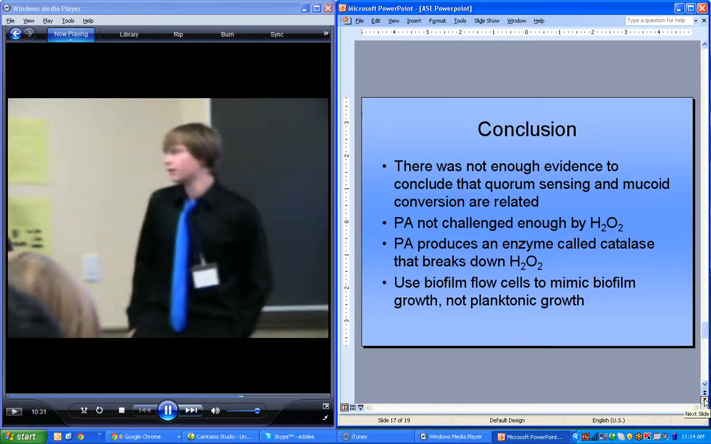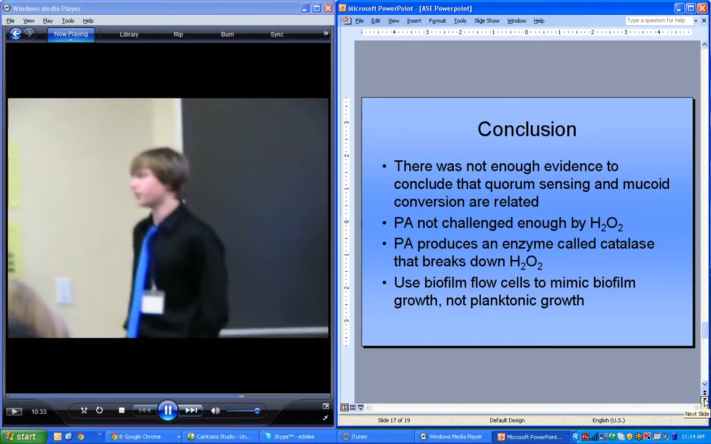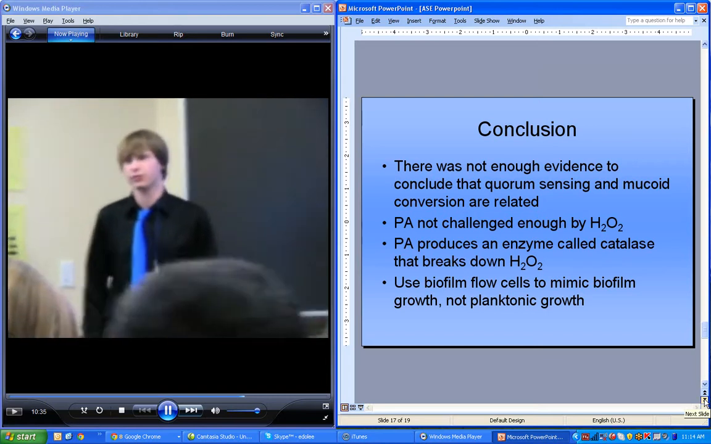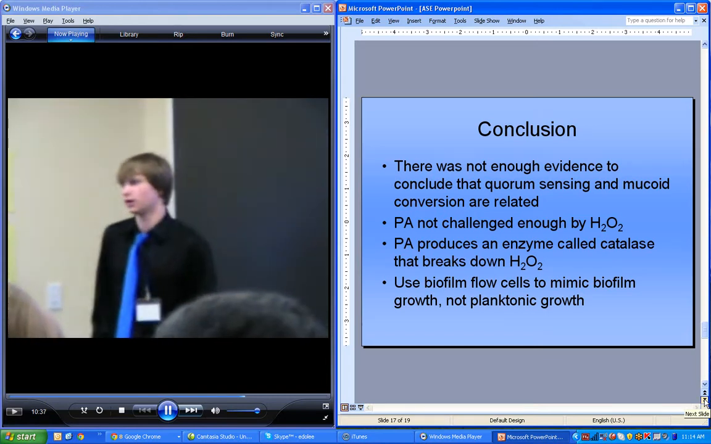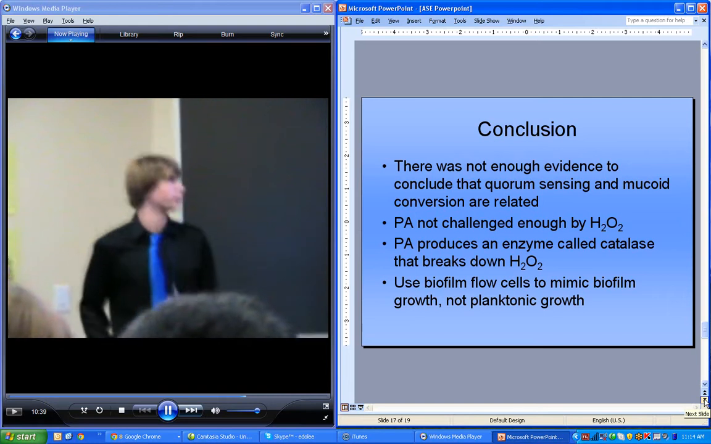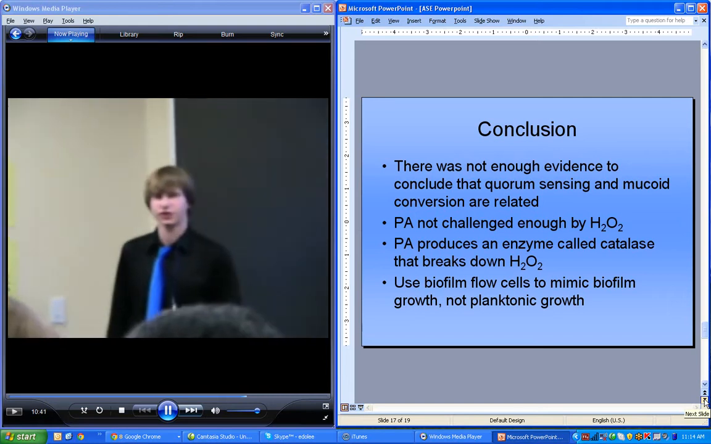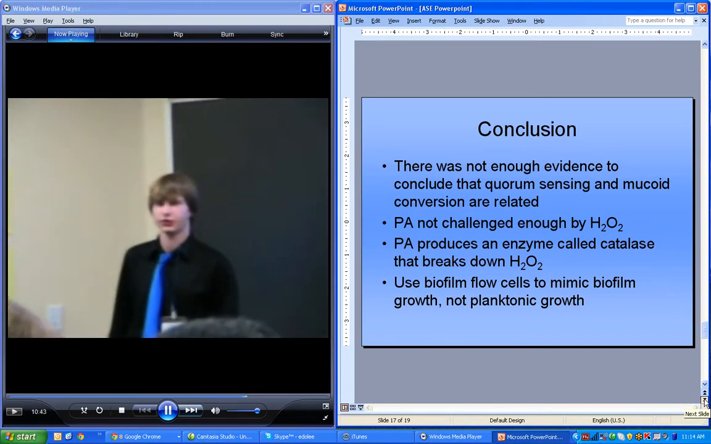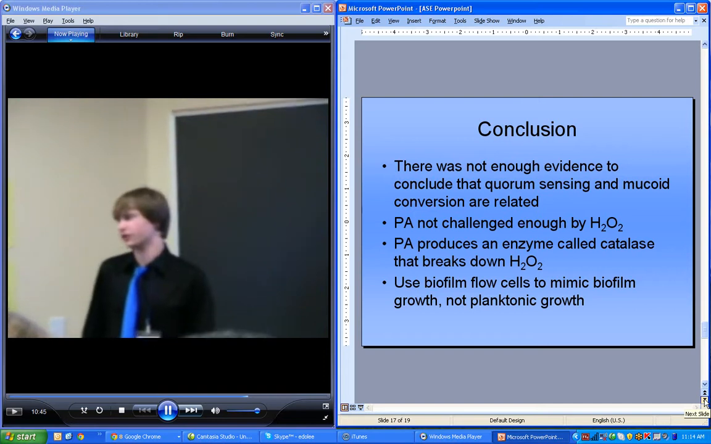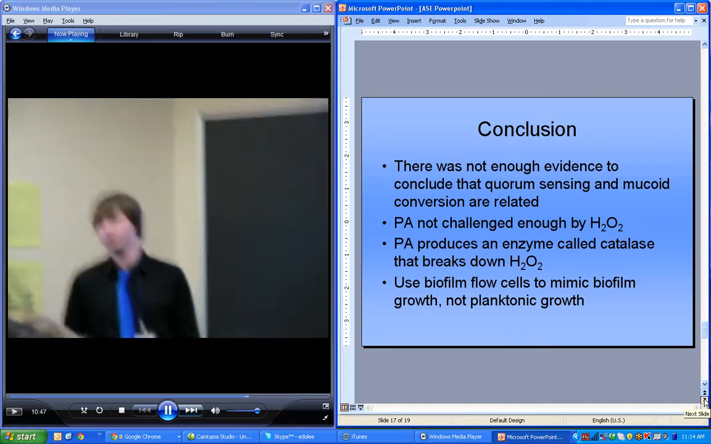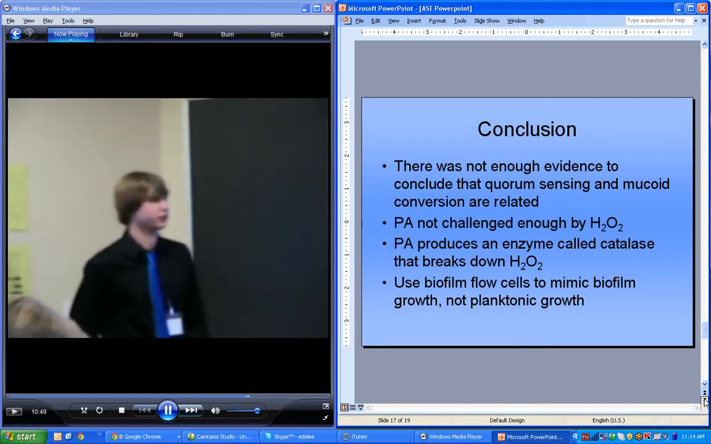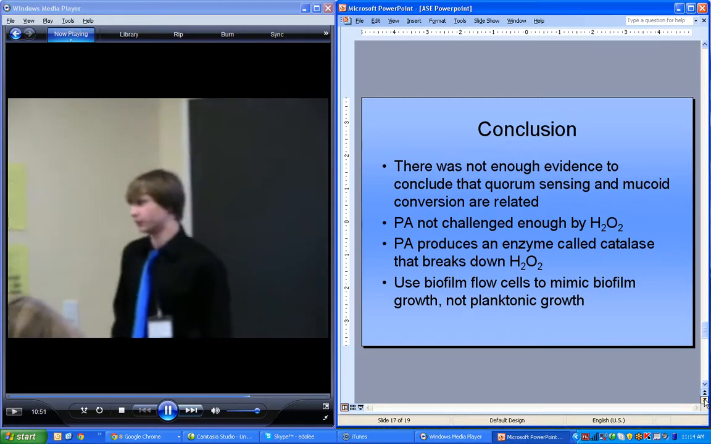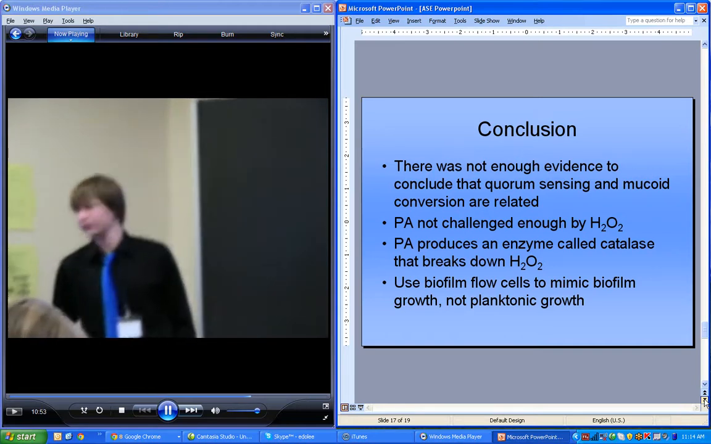And so in conclusion, there wasn't enough evidence to conclude that quorum-sensing and mucoid conversion are related. One of the reasons that this might have occurred was because I didn't challenge the Pseudomonas aeruginosa enough with hydrogen peroxide. We could have probably used a bit higher concentration than 1 millimolar. It wasn't very much. I think it was just a guess.